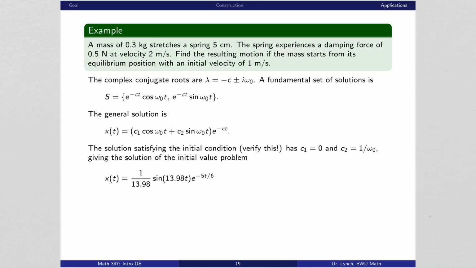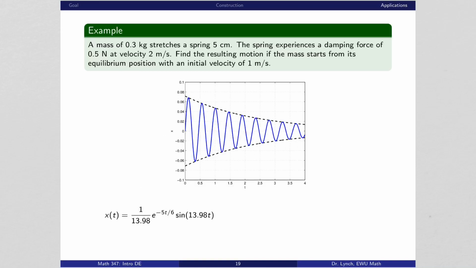As we saw previously, this is one of those solutions where you can think of it as an oscillatory function with a time-dependent amplitude. And here you see that time-dependent amplitude, 1 over 13.98 times the exponential, is the dashed line. And then, of course, the blue line is the oscillatory part times that time-dependent amplitude. So the envelope of solutions there is formed by 1 over omega naught times e to the minus 5/6 t, and the solution itself is in blue.